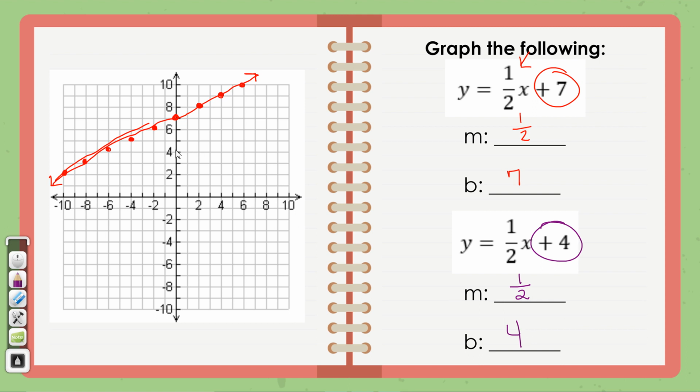We're going to start our graph on the y-axis at positive 4, so make sure you follow up your y. Plot your first point. We're going to rise 1 and run 2. Reverse it, down 1 and left 2.